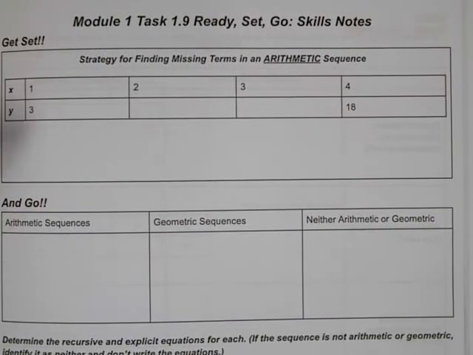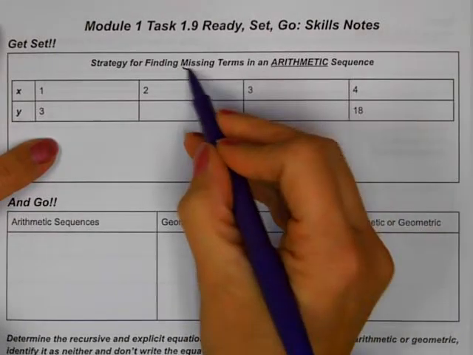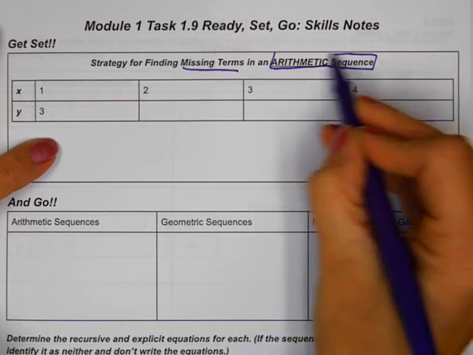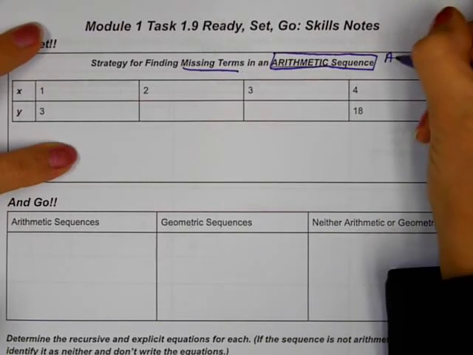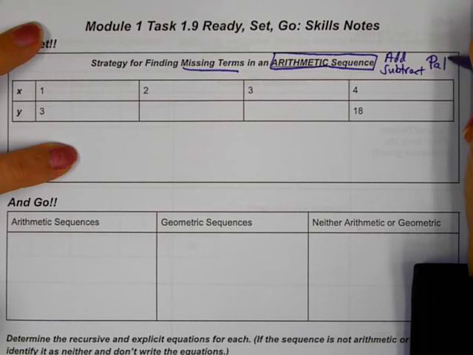So these notes go with the 1.9 Ready, Set, Go. And we're going to take a look at some strategies for finding some missing terms in an arithmetic sequence. So when it says arithmetic, that means that there's an adding or a subtracting pattern between the terms.